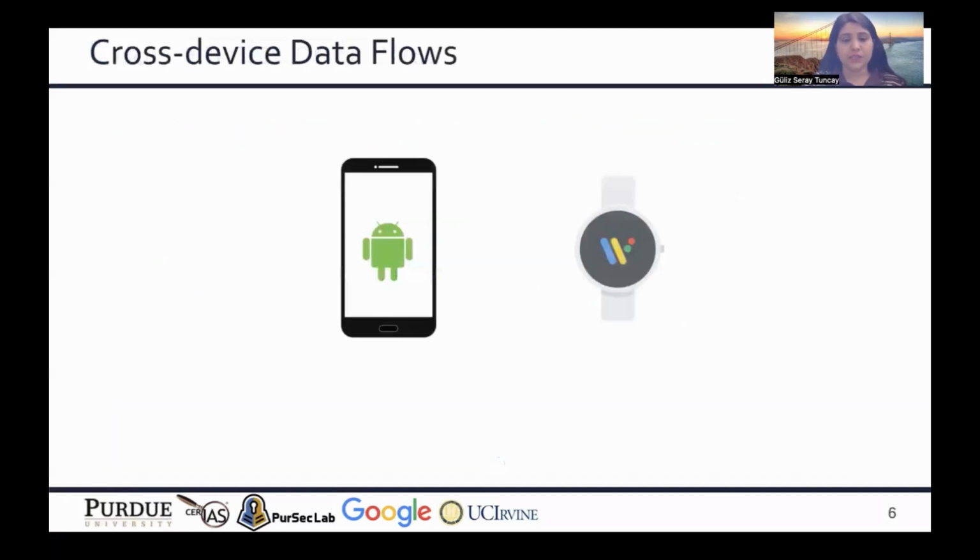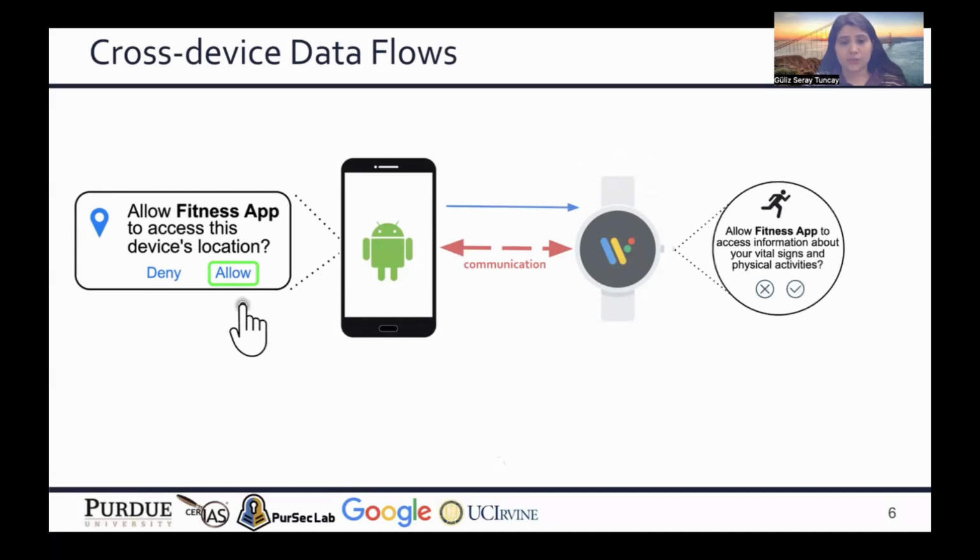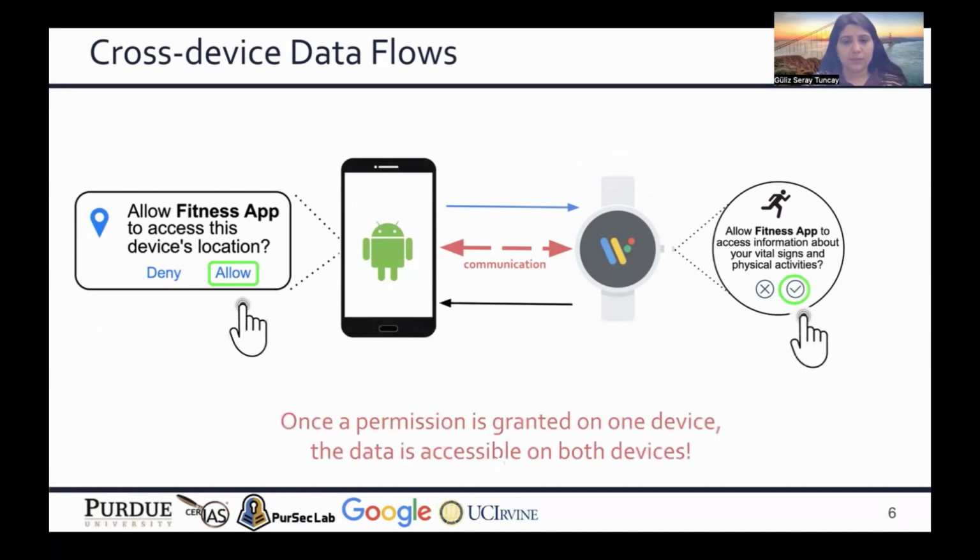However, there are communication channels between the devices that allow for the transfer of sensitive data from one device to the other. So in this example here, the phone app obtains access to location, which it can then send to the watch. And similarly, if the watch app, say, requests access to the user's vital signs and physical activities, once it obtains this permission, it can send the data to the phone. So basically, once a permission is granted on one device, the data is actually accessible on both devices.